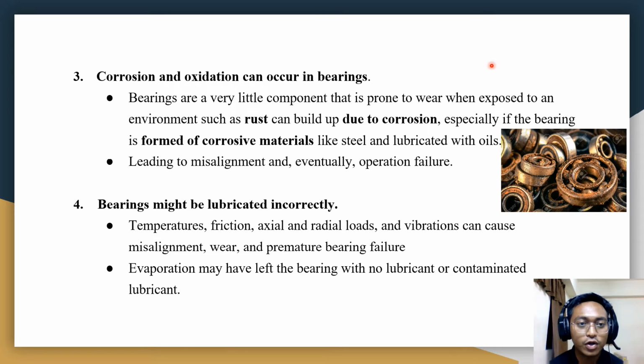The third reason is that corrosion and oxidation can occur in bearings. A bearing is a very small component that is prone to wear when exposed to an environment such as rust that can build up due to corrosion, especially if the bearing is formed from corrosive materials such as steel and it is lubricated with oils. Corrosion and oxidation will lead to misalignment and eventually operation failure.